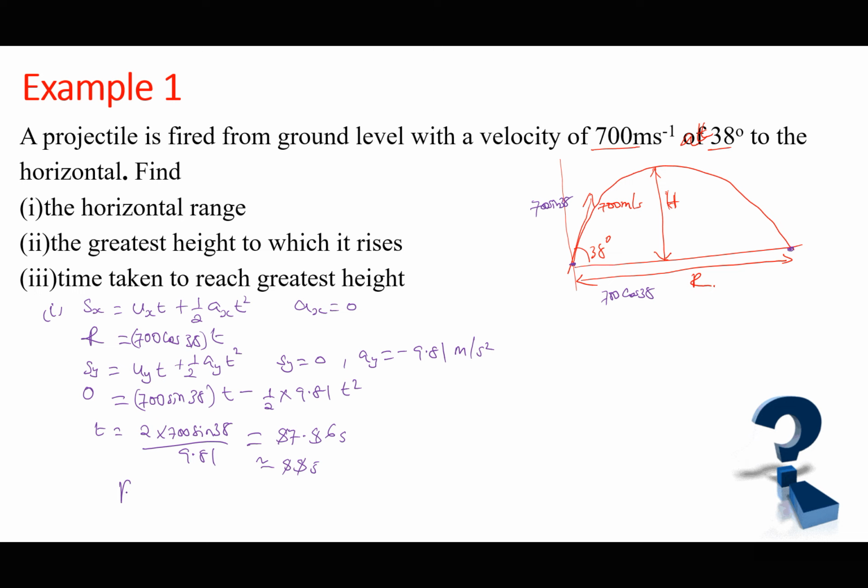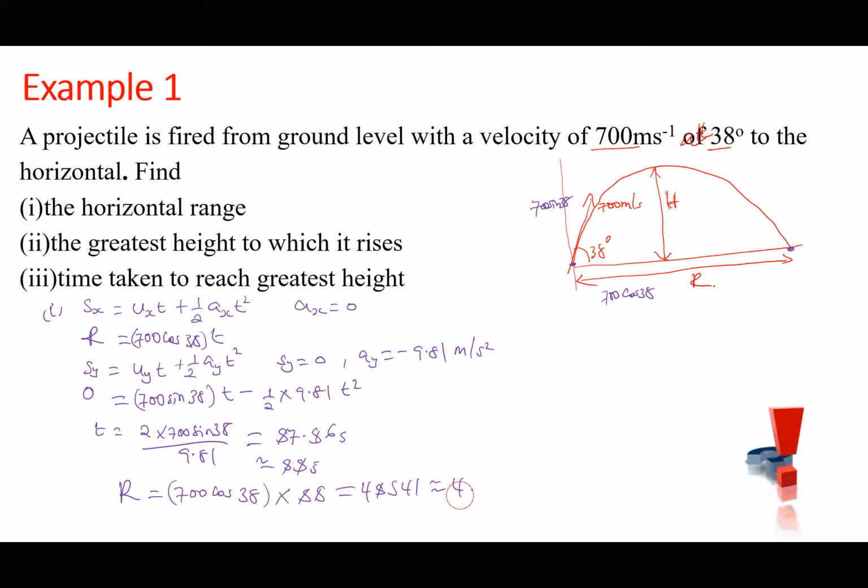So that means now I can find the horizontal range as 700 cos of 38 times 88. So this is giving me 48,541, or approximately 48,500 meters as the horizontal range. So I have found the horizontal range.